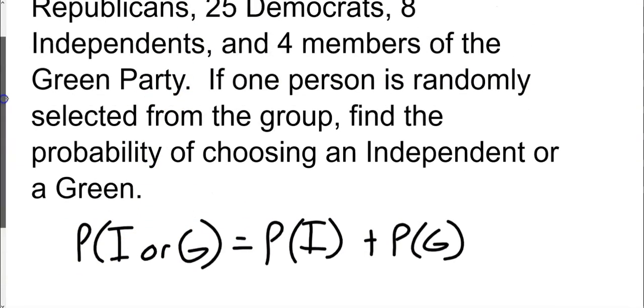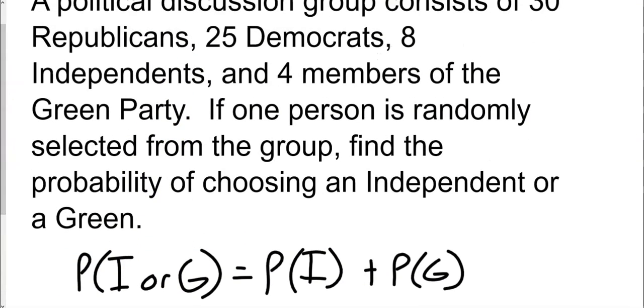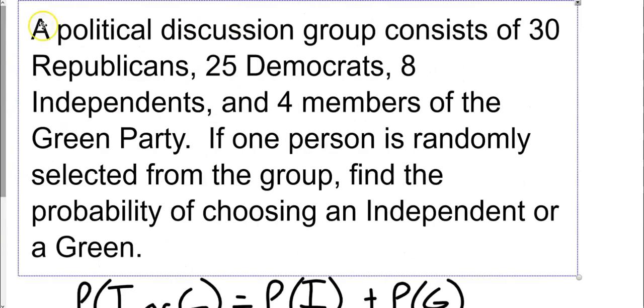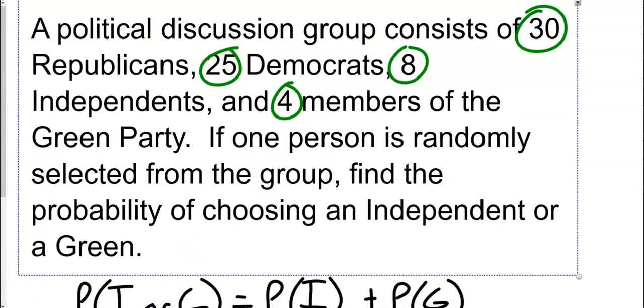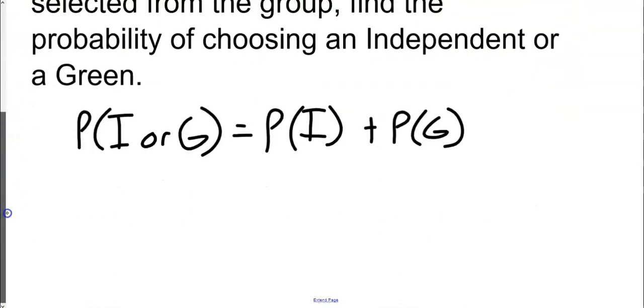Just like before, you got to figure out how many people you have. So you're going to take your numbers of 30, 8, 25, and 4, add it all up, and see what you get. And when you do add those up, you end up with a denominator this time of 67.